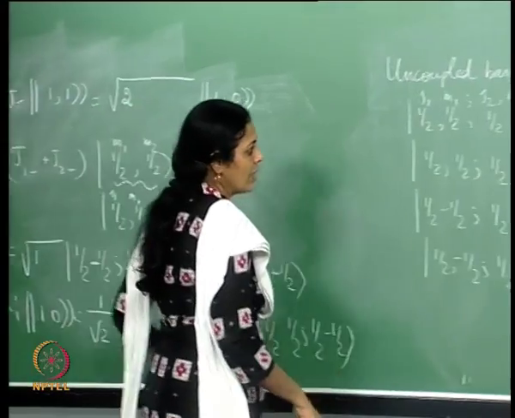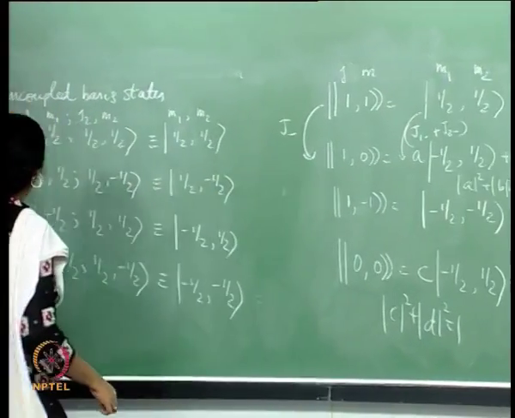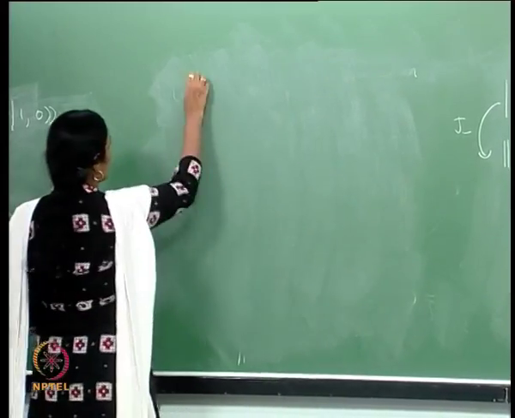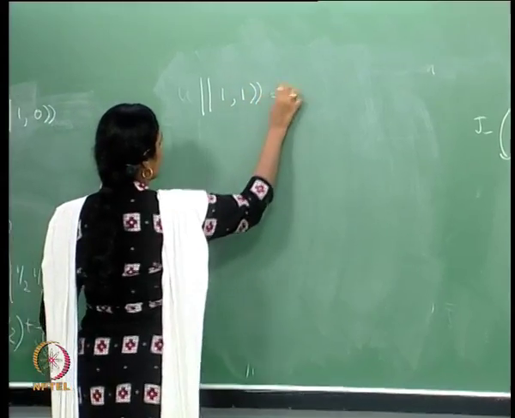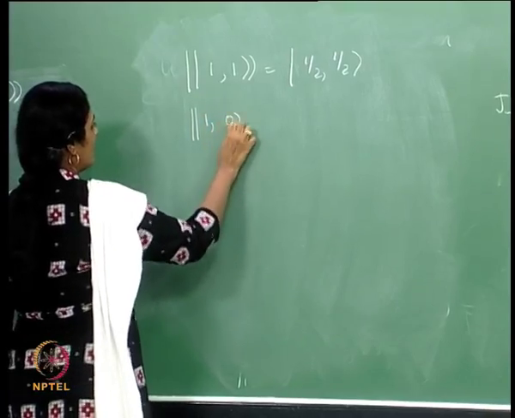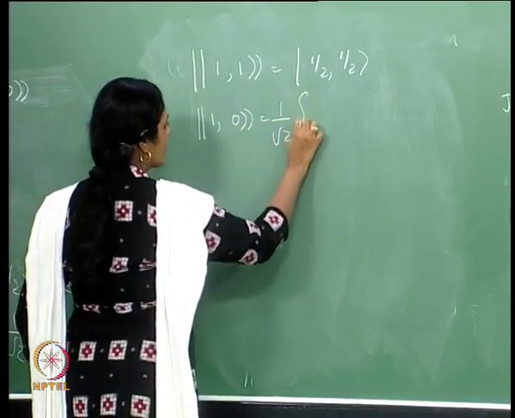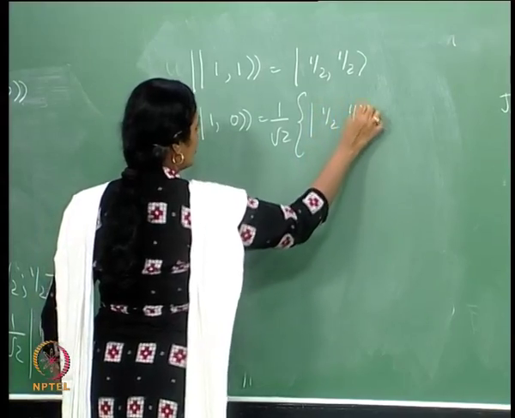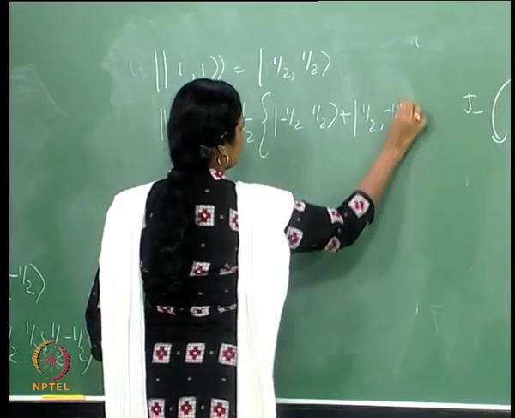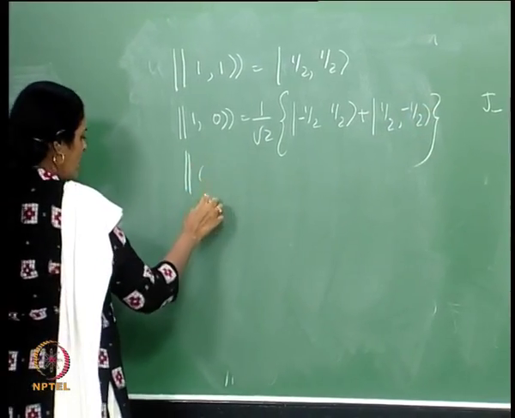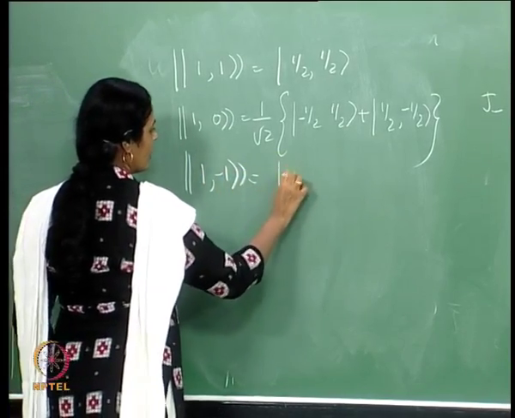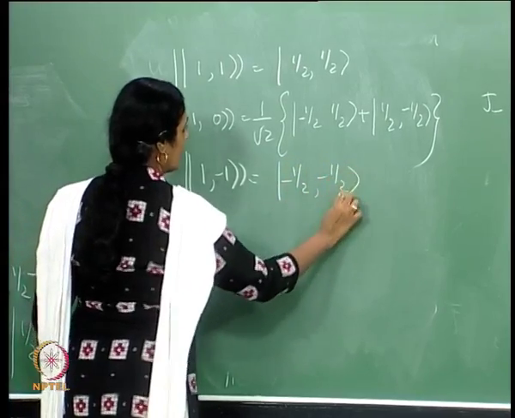In other words, I can now fill up this column. I will have the following: 1 1 is half half, 1 0 is 1 by root 2 times half minus half, half half, plus half half, half minus half, and 1 minus 1 is a stretch case anyway, that is just minus half minus half.